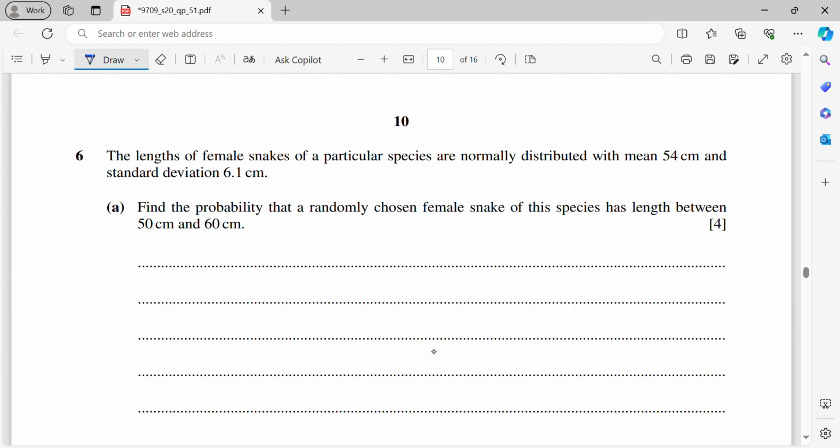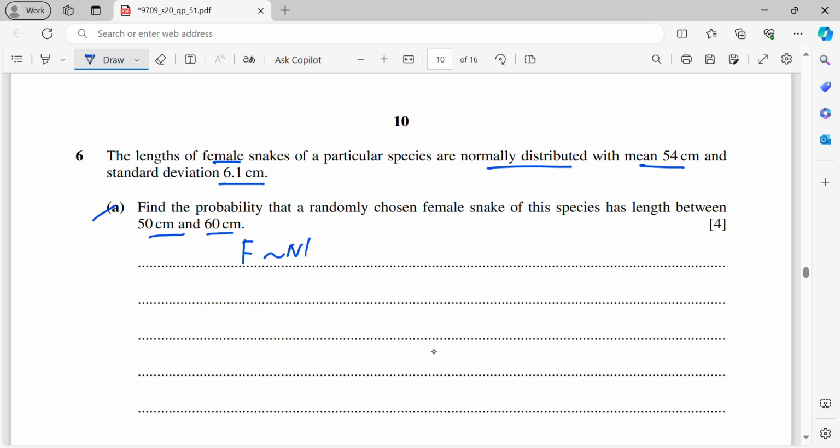Okay, now next question, number 6. The lengths of female snakes of a particular species are normally distributed with mean 54 centimeters and standard deviation 6.1 centimeters. Female snakes. A. Find the probability that a randomly chosen female snake of this species has length between 50 centimeters and 60 centimeters. So now I will write F to represent female snakes.